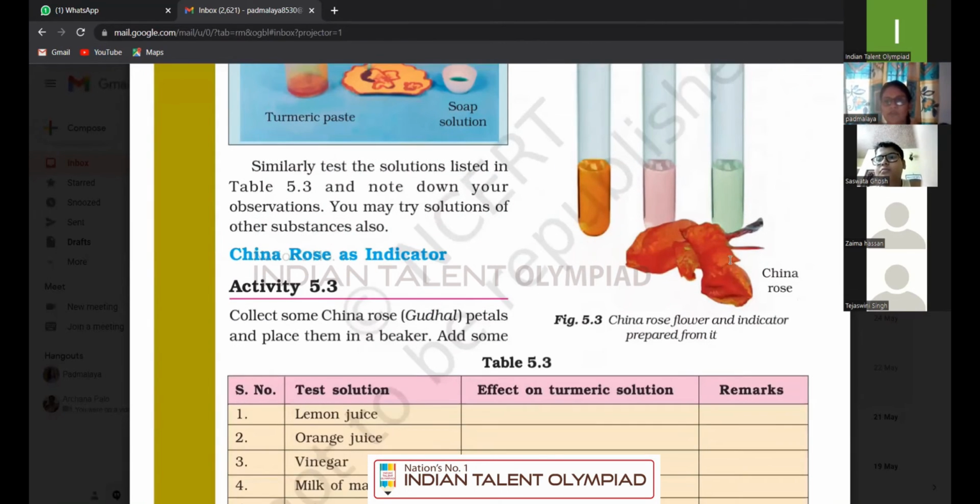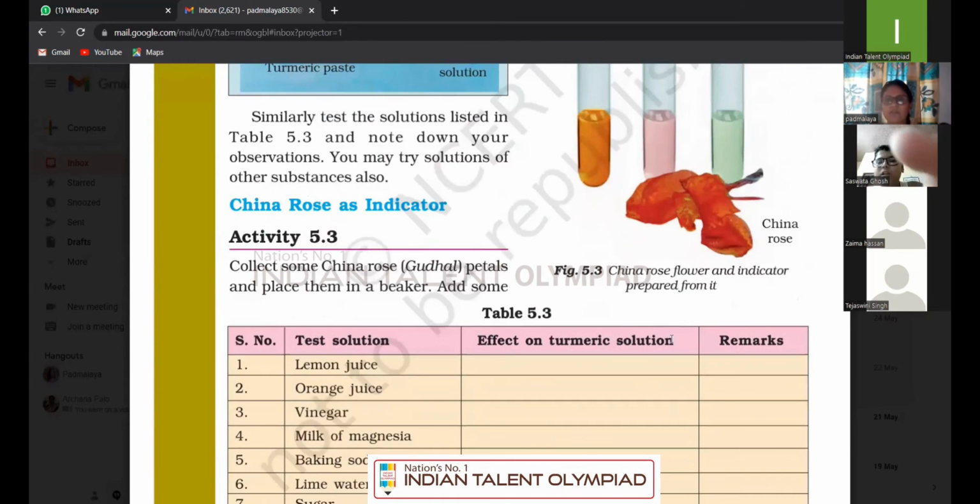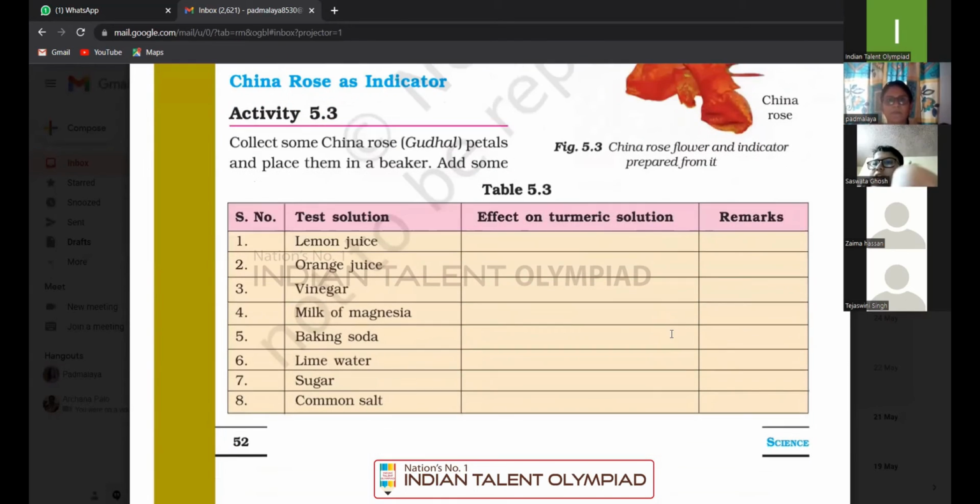This is the China rose. We call this a China rose. And this is also an indicator. It will indicate whether the substance is an acid or base. With the help of your indicators.